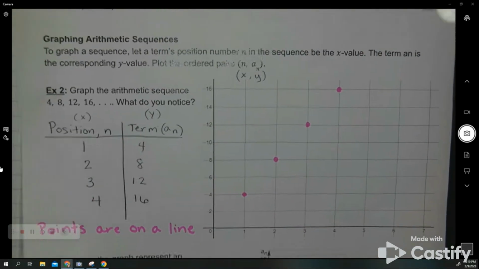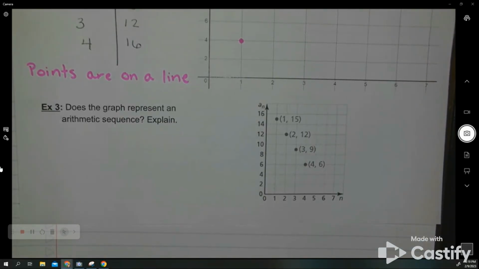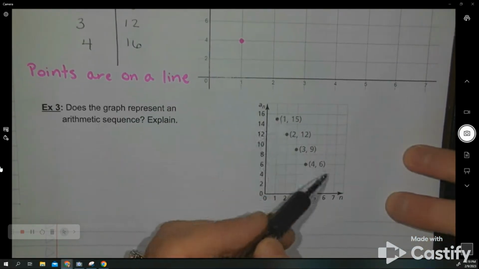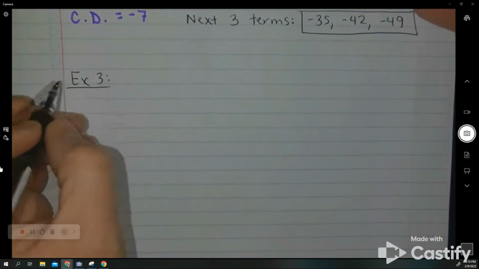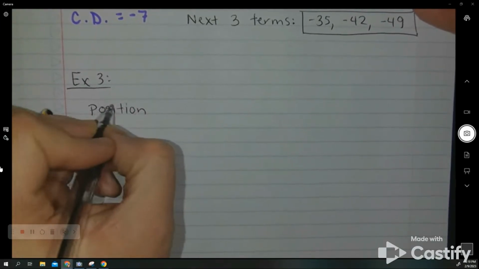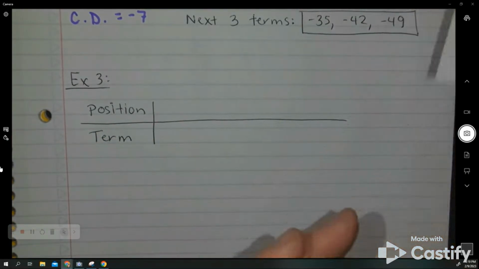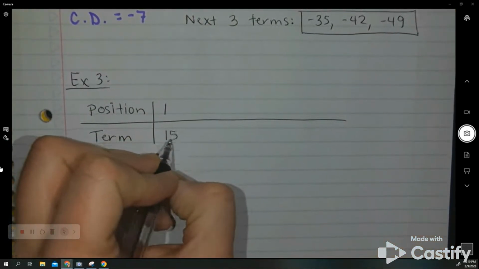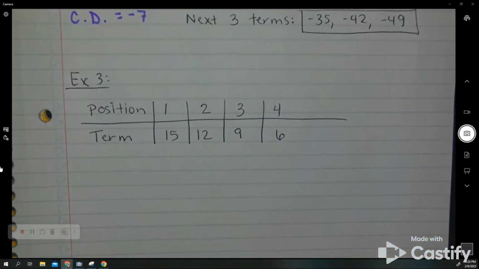All right, so for example 3, it says, does the graph, so this graph over here, represent an arithmetic sequence? And then we're going to give a little bit of an explanation to prove that. As I look at this, first of all, I'm going to take these points that I have on my graph and put them into the table that we're used to doing now. For example 3, we have our position and our term. For position 1, we had 15, so 1, 15. Position 2, we have 12. Position 3 is 9. And position 4 is 6.